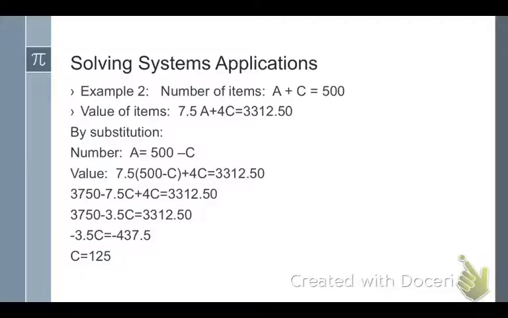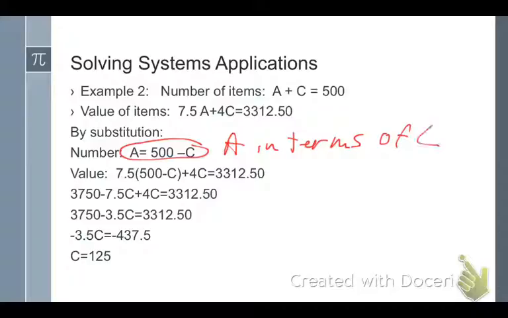So again, substitution works very well for this. You could use elimination if you wanted to multiply the top equation by -4 or something like that, or -7.5. But I did by substitution. I took the first equation and found A. We say that's A in terms of C. When you see this in terms of, what that means is you have an A equals, and there's some stuff with a C on the other side. So that's what in terms of means.